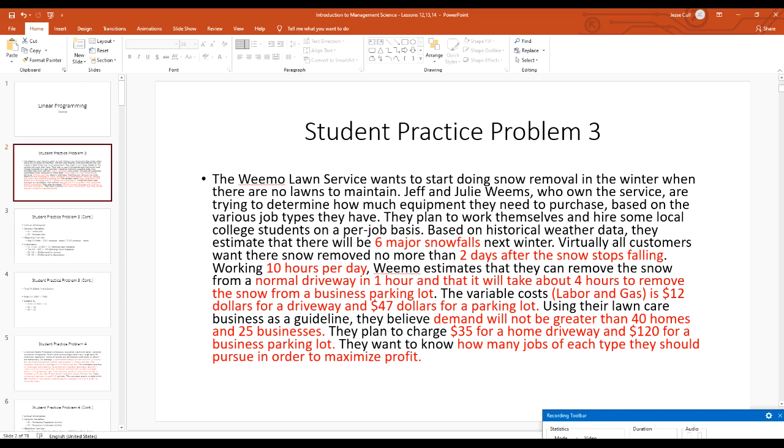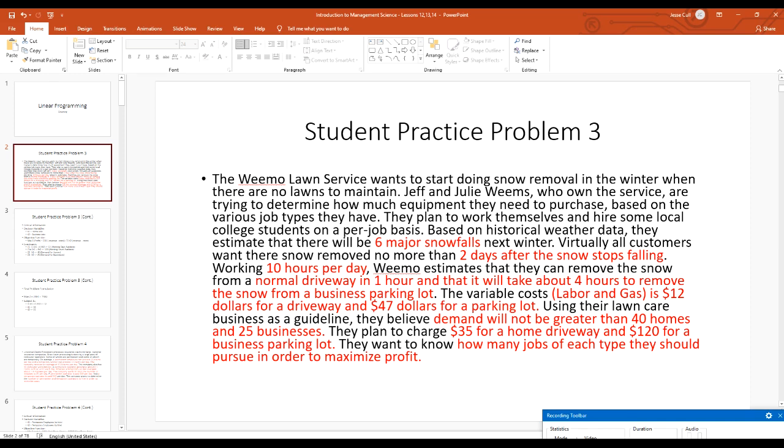Using their lawn care business as a guideline, they believe demand will not be greater than 40 homes and 25 businesses. They plan to charge $35 for a home driveway and $120 for a business parking lot. They want to know how many jobs of each type they should pursue in order to maximize profit. So, we've got the basic information here.